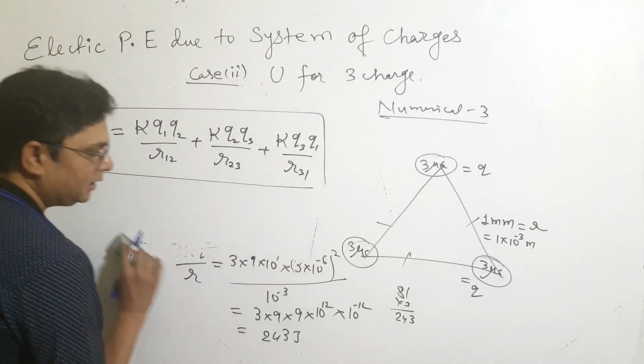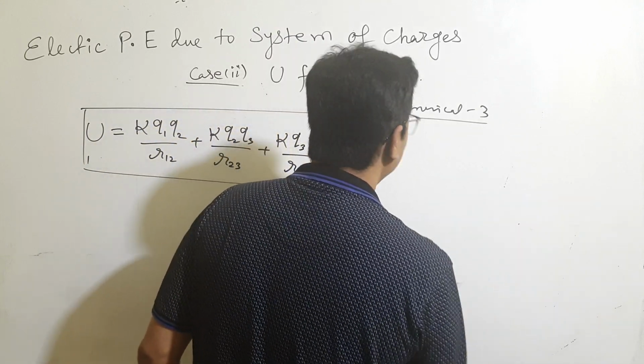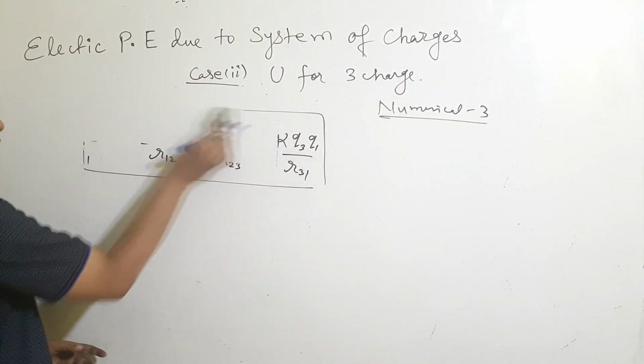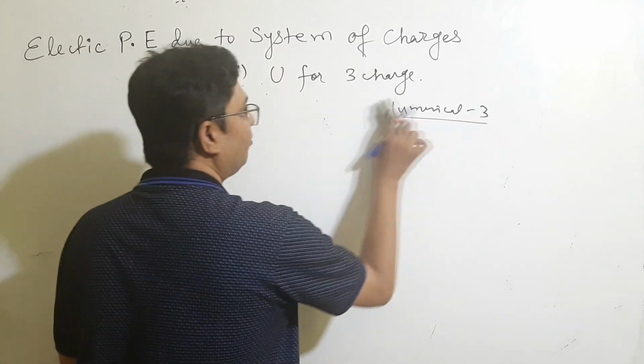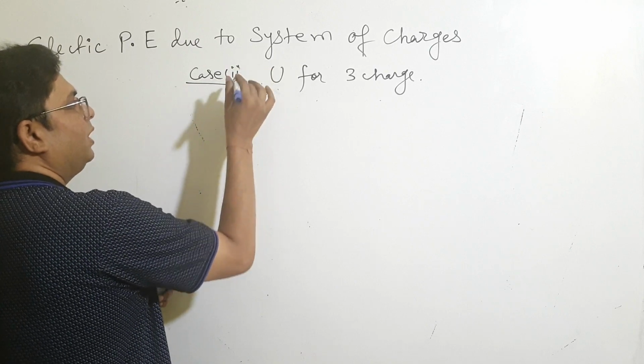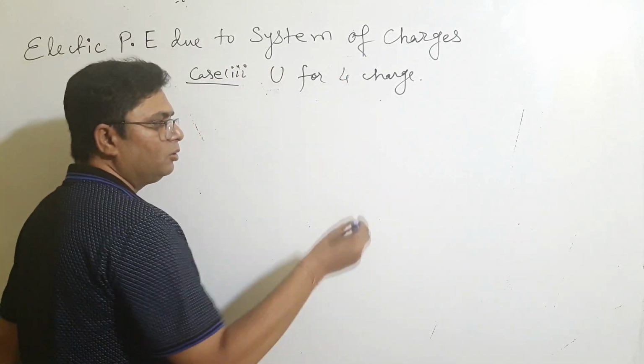Now let us see the third case. In the third case, we are bringing four charges from infinity to a point. Then what will happen? So potential energy, third case, potential energy in bringing 4 charges.